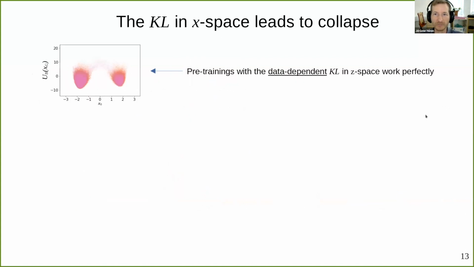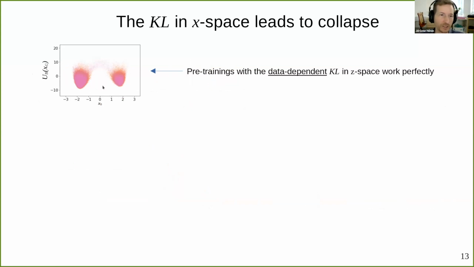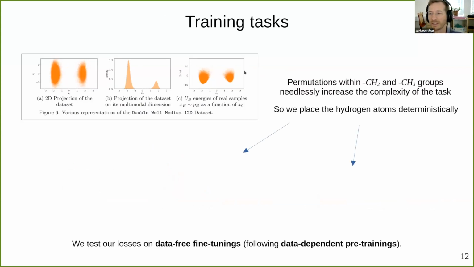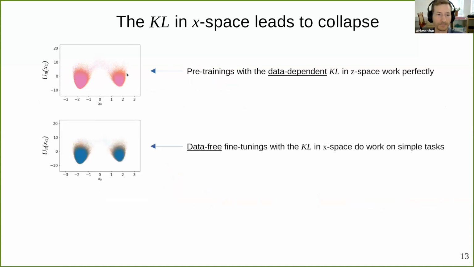So basically, I'm going to skip some stuff. There's a color code here, so let's look at the color code. The orange stuff is data from simulations. Pink is pre-training based on the simulation data. And blue is fine-tuning in a purely energy-based fine-tuning. So what happens? This is a simple double well.